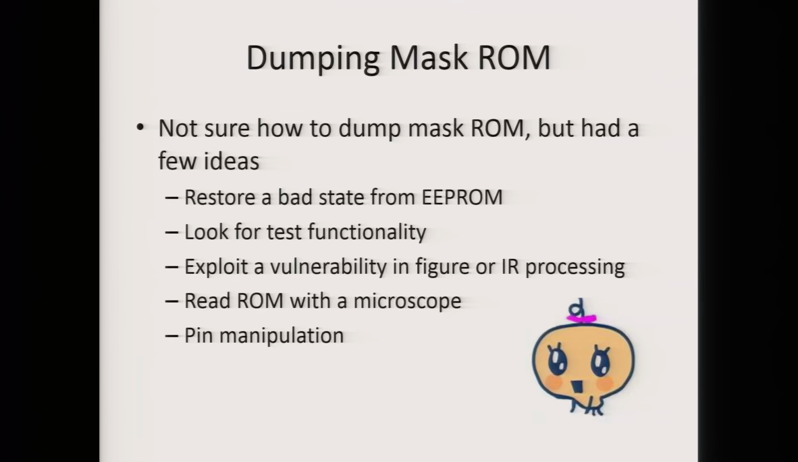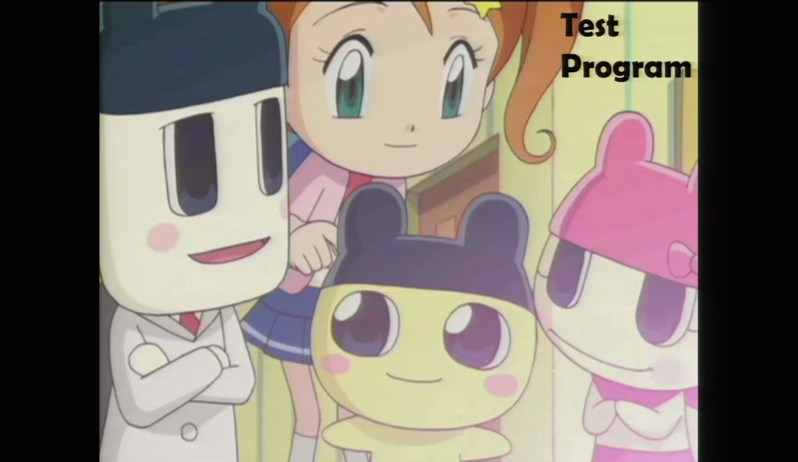Another option would be to read the ROM with a microscope. One of the benefits of mask ROM and reverse engineering is that the bits, because they're manufactured into the transistors, are visible. So you could theoretically look at it with a microscope. And another option was pin manipulation. Maybe if I was able to listen into the right pin or even the right area on the die, maybe I could see what instructions were being executed.